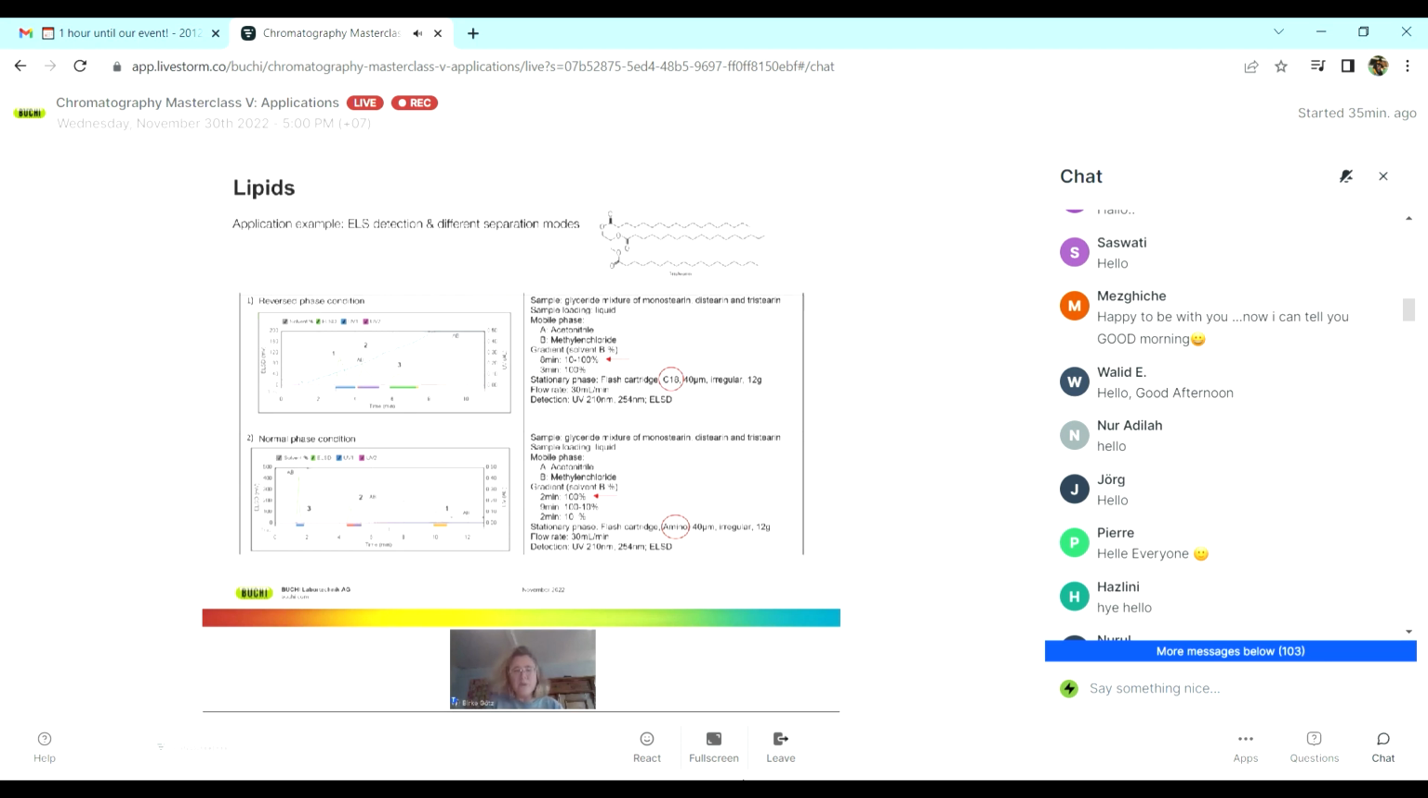Both techniques more or less work. You see all the compounds, but you have a different order. I just wanted to show you this in an example, of what can be the effect of changing the mode, changing the phase.